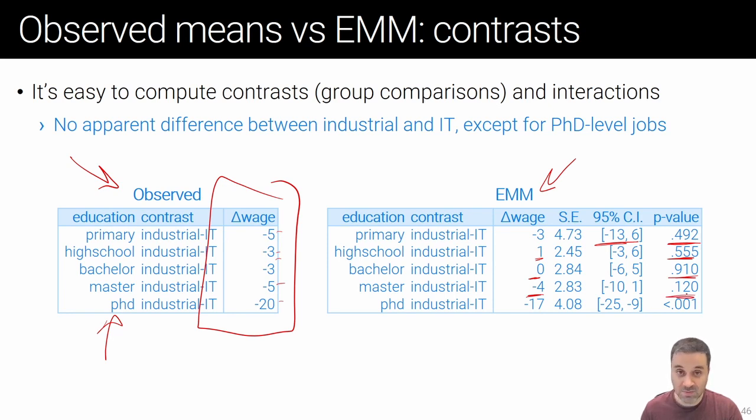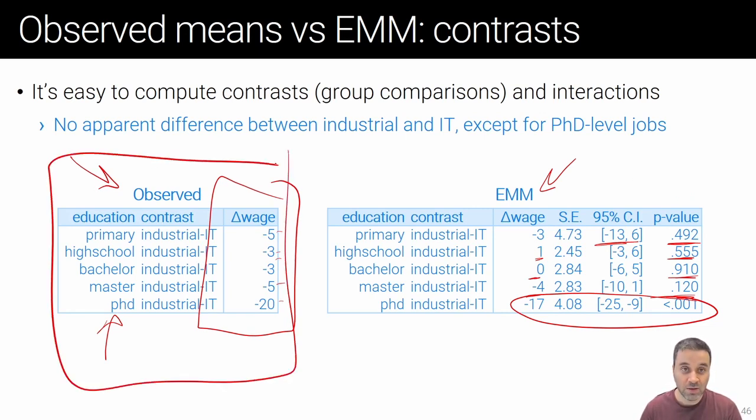Not enough evidence. The only case in which we do have enough evidence to say there's a difference between industrial and IT is PhD level. That's the only one. And that's something we can now do thanks to the model and the estimated marginal means. We can look at specific differences. We can have p-values and confidence intervals, which is something we did not have over here. So it's not only that we are controlling for other factors when making these comparisons, it's that we have all the statistics about those comparisons. Now we're able to make more informed decisions based on better conclusions from the model.